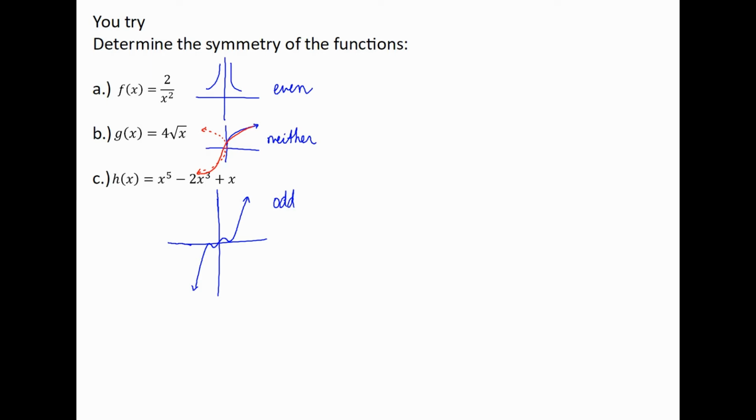But if you're checking algebraically, which you need to do, g of negative x equals 4 square root of negative x. And what you're looking at here is that negative. We're taking the square root of a negative value, or what could be a negative value. We don't know. And so whenever we have the square root of a negative value, we get a non-real answer. So we're going to exclude that from our domain.